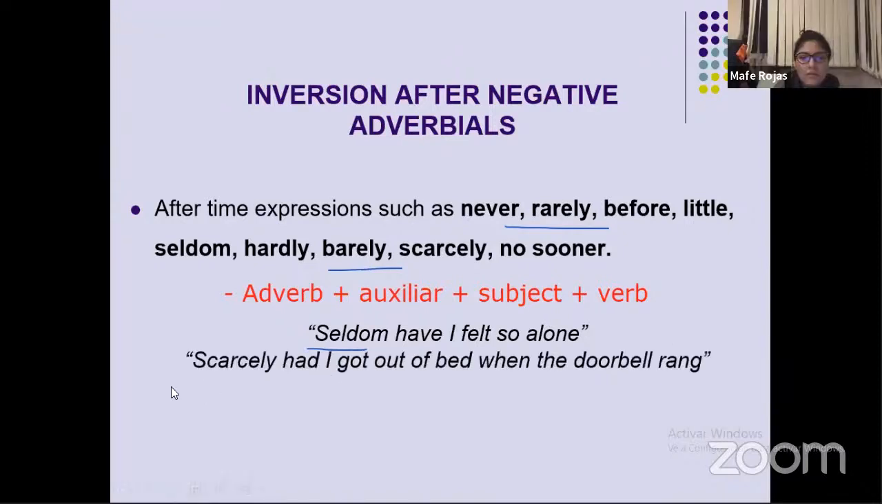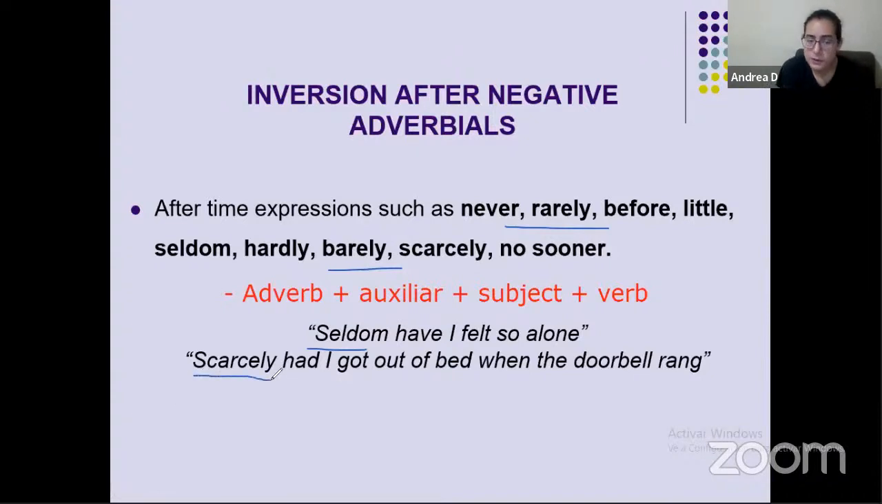Or, scarcely had I got out of bed when the doorbell rang. So as you can see, you have the adverb, scarcely, the negative adverb, because it implies little in quantity. So in this case, it's like a few times.